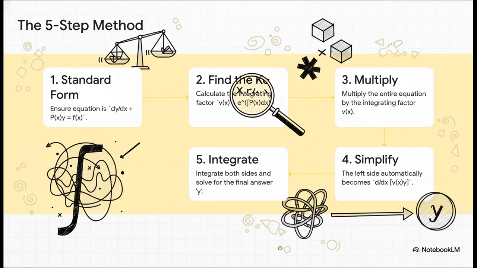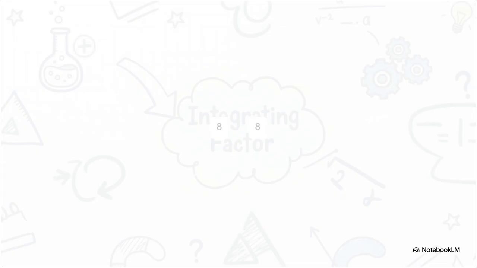Third, multiply the entire equation by that factor. Step 4 is where the magic happens. The left side automatically simplifies. And finally, you just integrate both sides and solve for y. Done. And this is the real power of the method. You can take any messy-looking problem like this, and by just following those 5 steps, you can systematically transform it into a clean, elegant solution. It's a process that just works every single time.